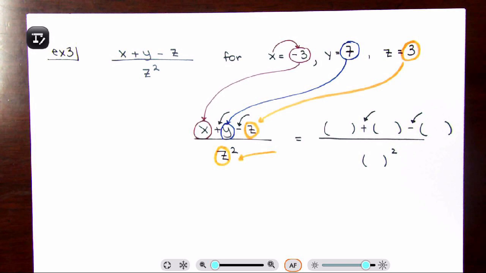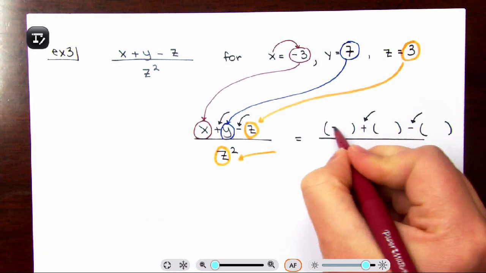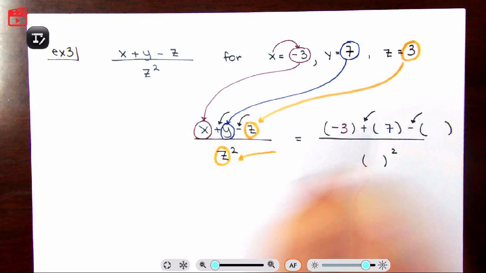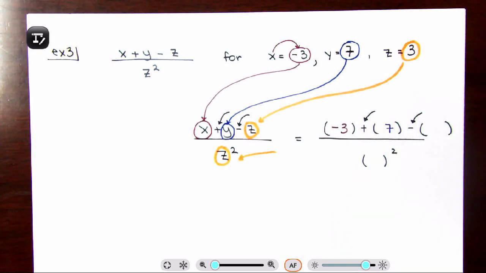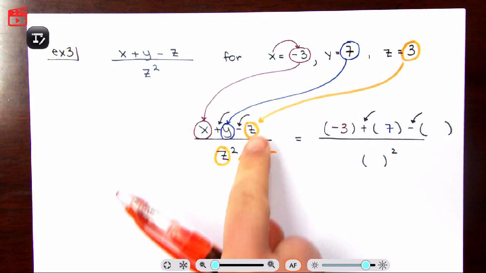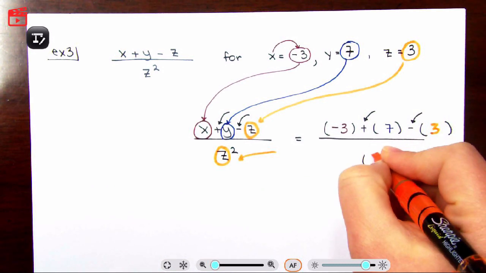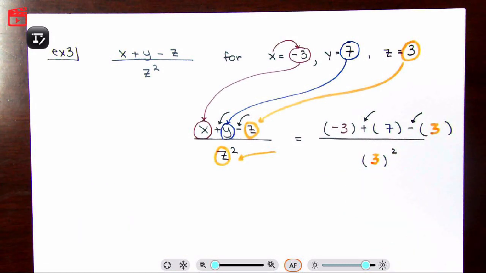So what goes inside of x? Inside of x goes a -3. What goes inside of y? Inside of y goes 7. What goes inside of z? Inside of z goes 3. Just kidding, inside of z. Do you guys see what I did there? And we're going to solve.